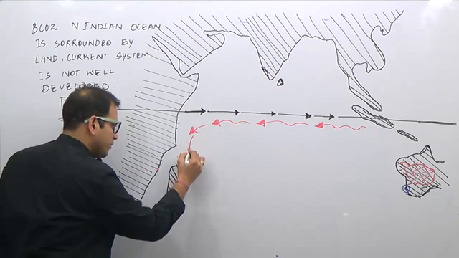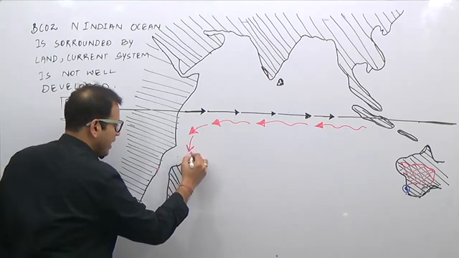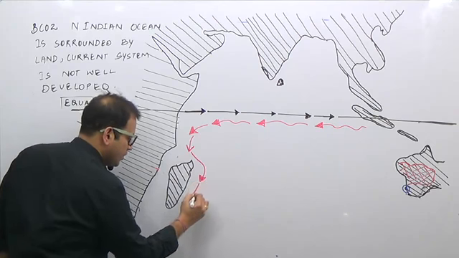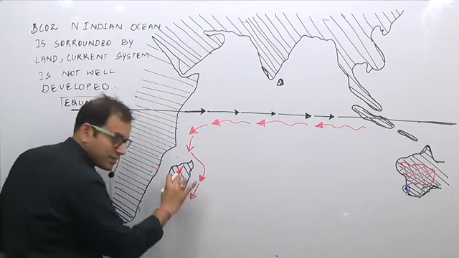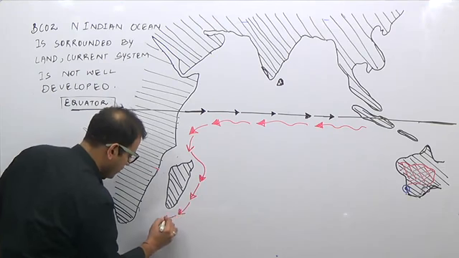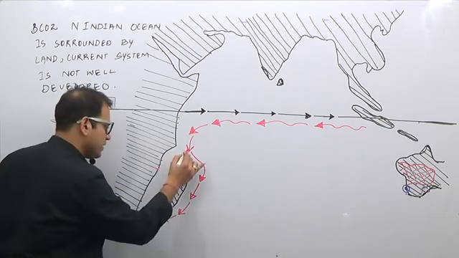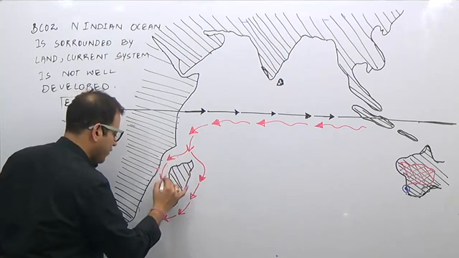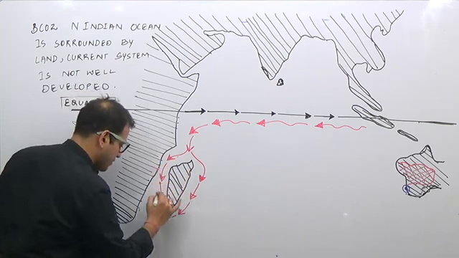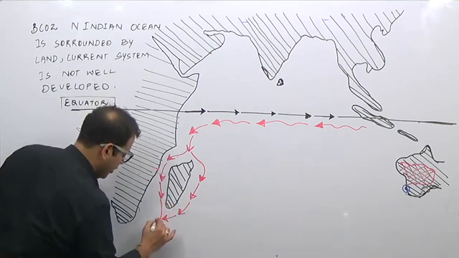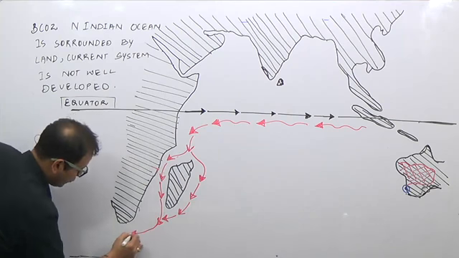Now the south equatorial current water comes and it is bifurcated. One goes to the eastern side of an island, this is Madagascar island, and one goes through the region between the island of Madagascar and the African mainland. After that, both these ocean currents join and together they flow downwards.